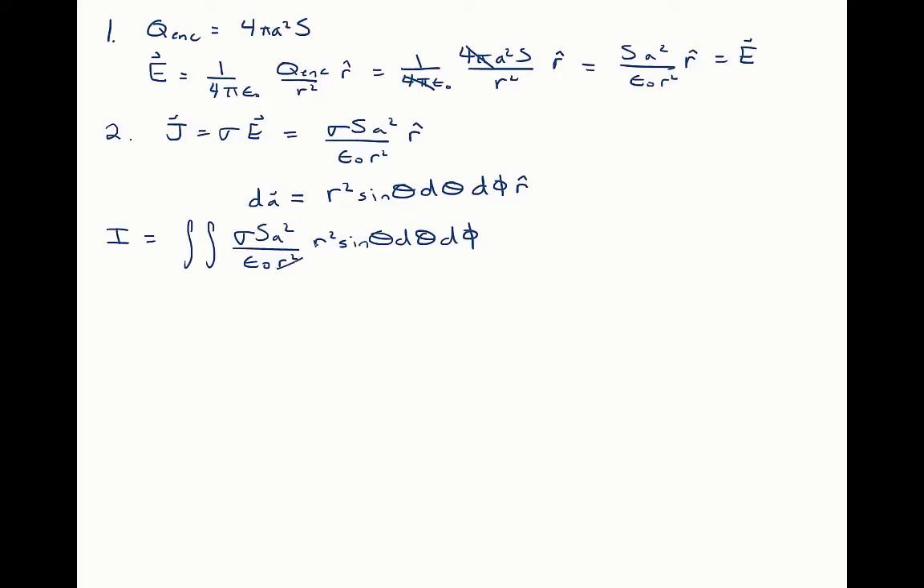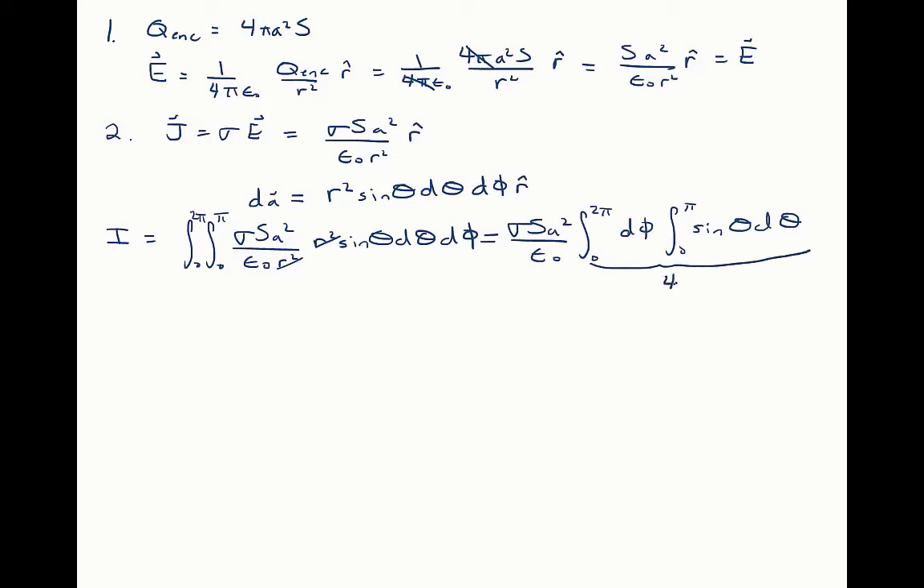The r squared from the dA is cancelled out by the 1 over r squared from the j, from the current density. Theta always integrates from 0 to pi. Phi always integrates from 0 to 2 pi. Okay, we've done these integrals many times. We know the answer comes out to 4 pi. Okay, there's our expression for our current that has S in it.